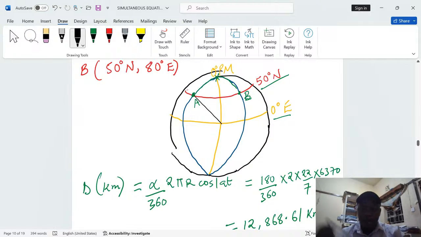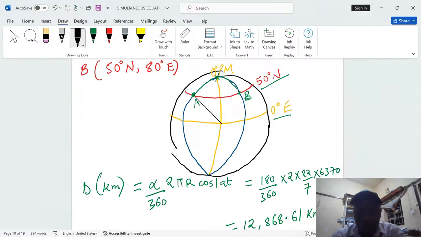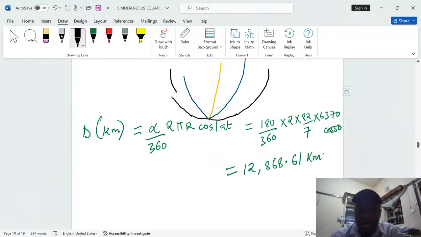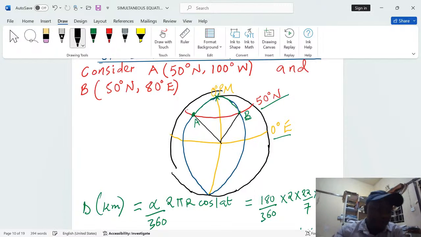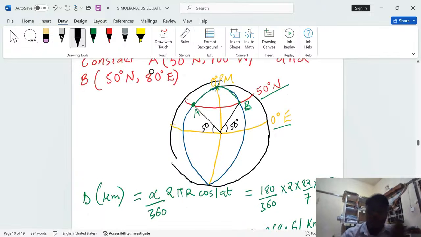Yes. Now we are talking about from A to the north, and again from the north down to B. Therefore, because the latitude is 50, it means from the equator to where A is, there is an angle of 50. Again, we are talking of an angle of 50 at this end. Therefore, we have said that these are supplementary longitudes.